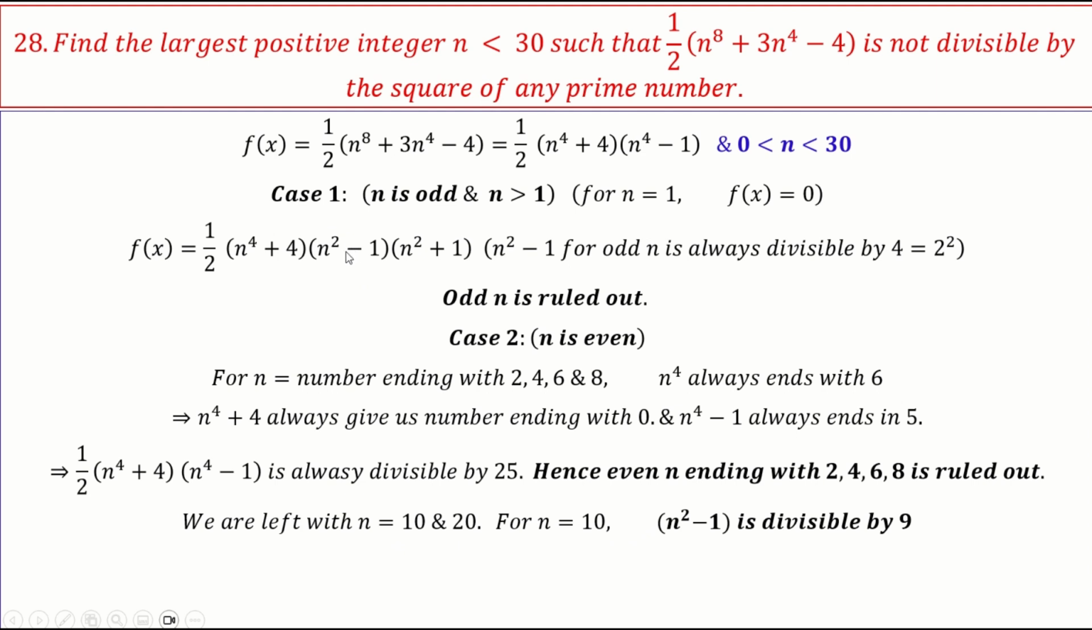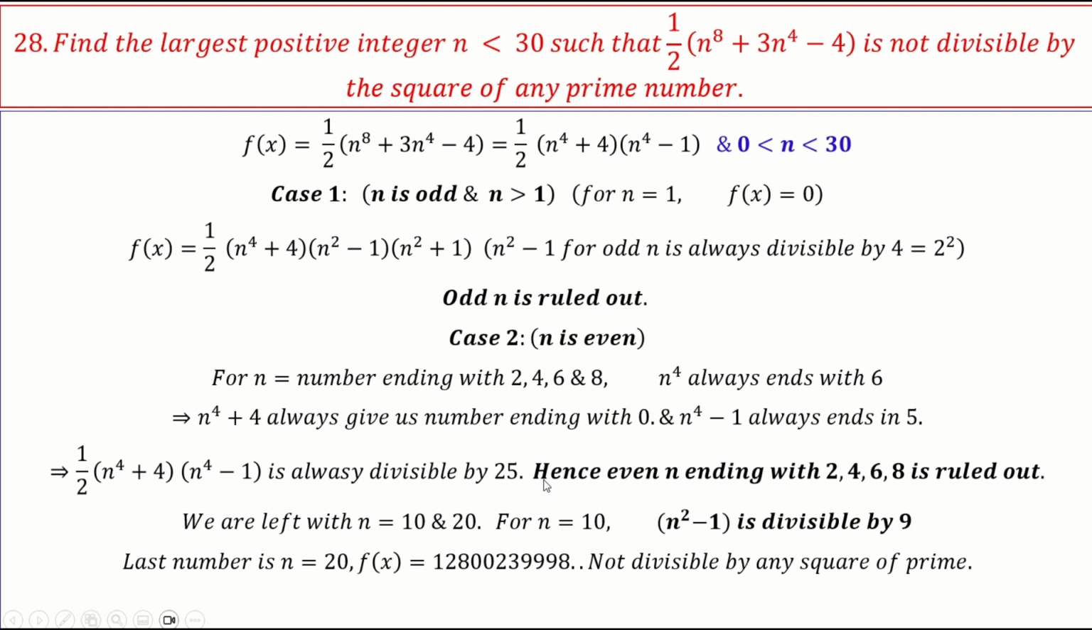Okay, n square minus 1 is 99, right? If it is 99, it is divisible by 9. So n equal to 10 is also divisible by 3 square, which is a prime square. So this is also ruled out. So now you can blindly tell 20 is the answer.